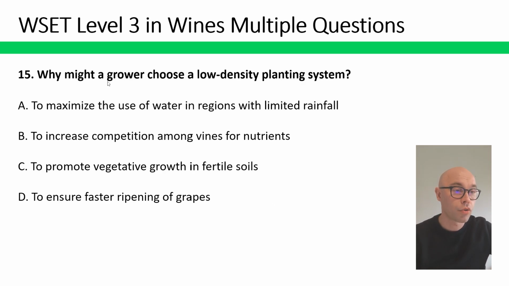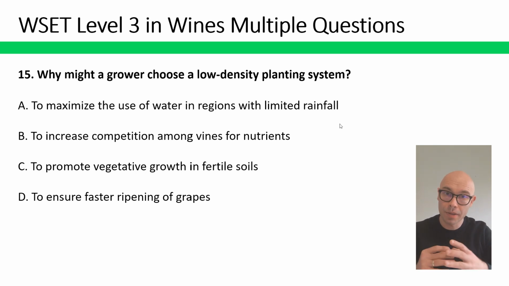Why might a grower choose a low density planting system? To maximize the use of water in regions with limited rainfall, to increase competition among vines for nutrients, to promote vegetative growth in fertile soils, to ensure faster ripening of grapes. So the correct answer is A, to maximize the use of water in regions with limited rainfall.